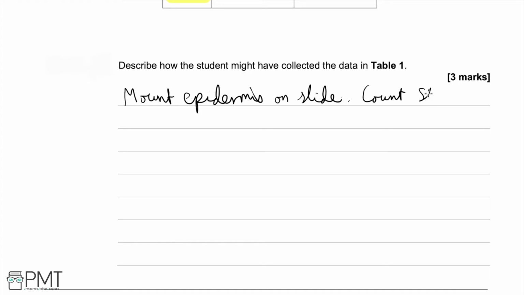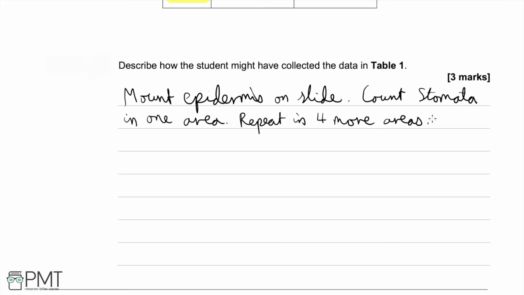So we're going to first tell the examiner we're going to count this number of stomata in 1 area. And then after that, we're going to repeat in 4 more areas to get a total of 5. As we've noticed before, there's the mean column in the data. So mentioning that we can calculate mean is a key thing to say.